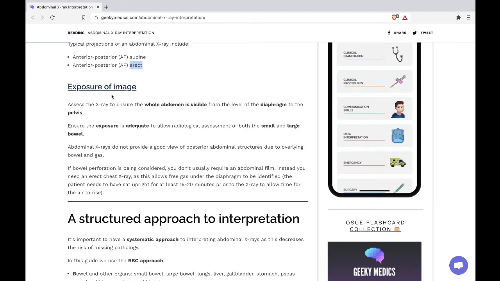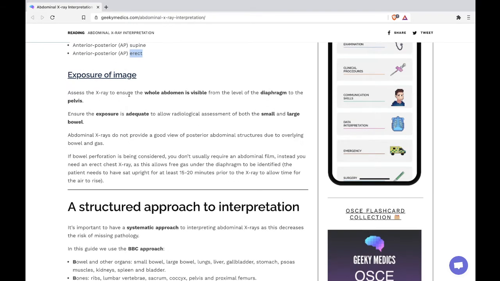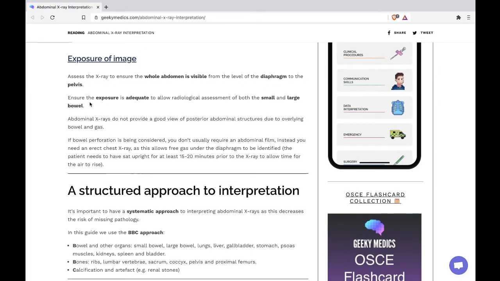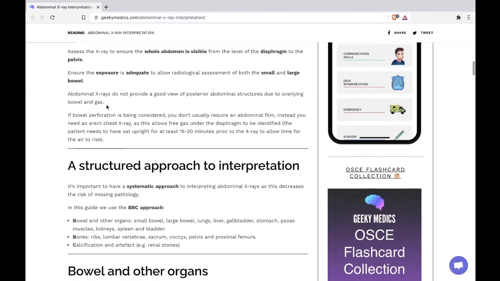Okay, exposure of image. Assess the X-ray to ensure the whole abdomen is visible from the level of the diaphragm to the pelvis. So make sure up there is the diaphragm, down there is the pelvis. Ensure the exposure is adequate to allow radiological assessment of both the small and large bowel. Abdominal X-rays do not provide a good view of posterior abdominal structures due to the overlying bowel and gas.